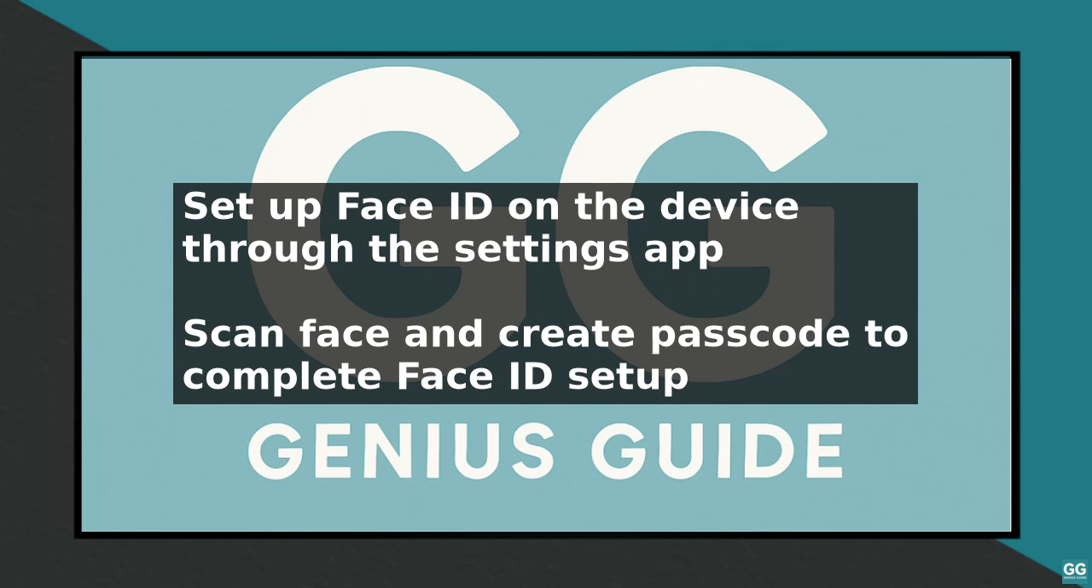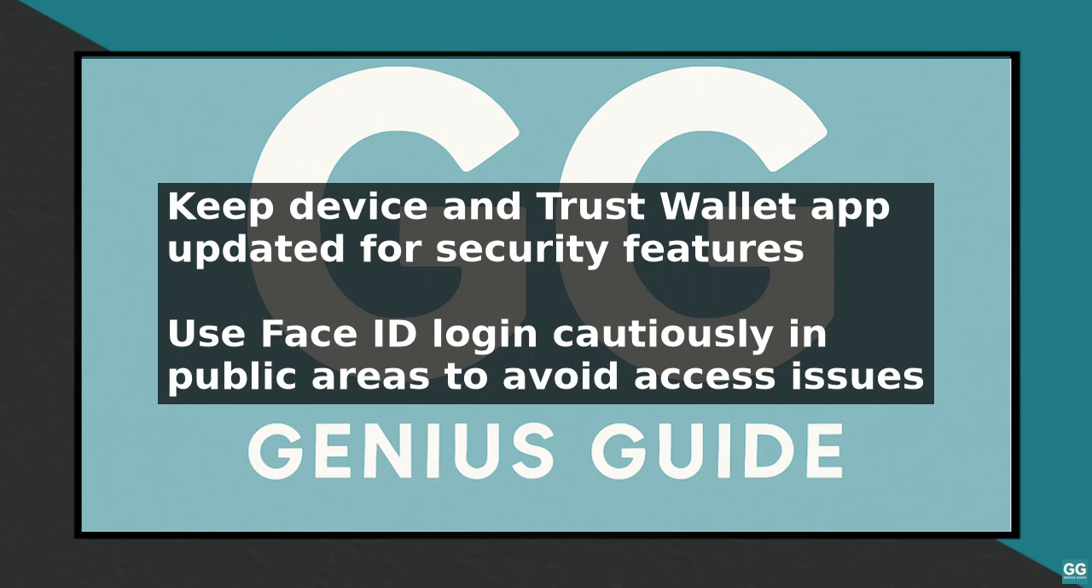To set up Face ID on your device, go to the Settings app, select Face ID and Password, and follow the on-screen instructions. You will need to scan your face and create a passcode. After setting up Face ID on your device, return to the Trust Wallet app and enable Face ID login in the Settings menu. You should now be able to log in to the app using Face ID.